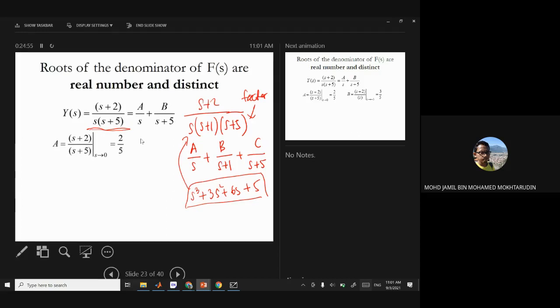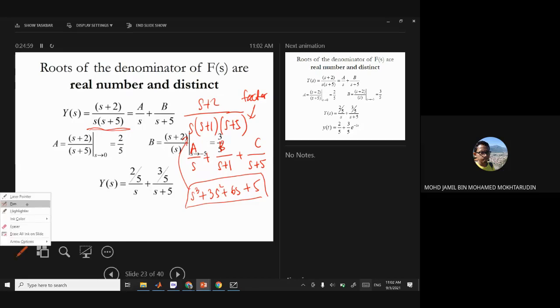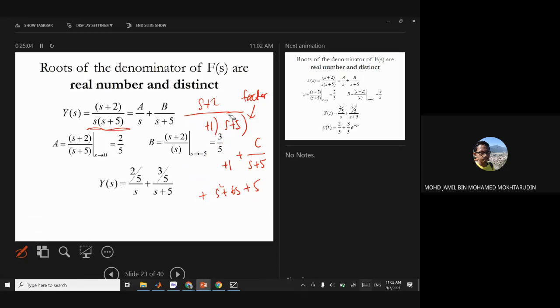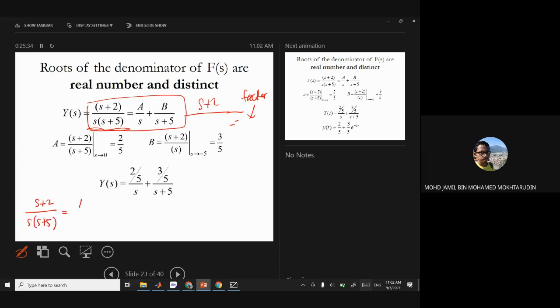So here, how to find A and B? Basically you can use the method in the slide, or you can use the usual method that you learned in calculus or ODE. First you simplify: (s plus 2) over s times (s plus 5) equals A over s plus B over (s plus 5). You cross multiply, so you get A times (s plus 5) plus B s, over s times (s plus 5).